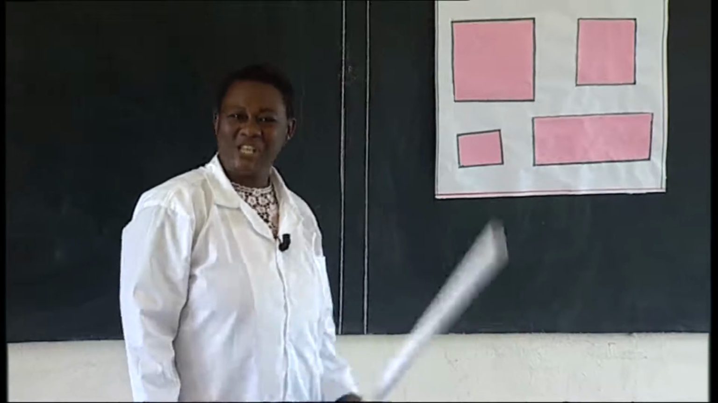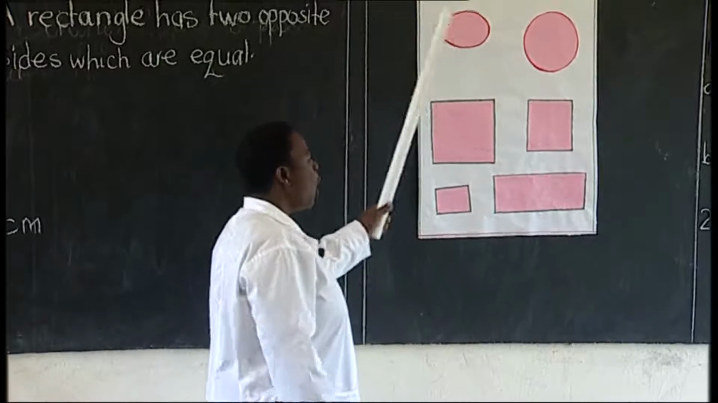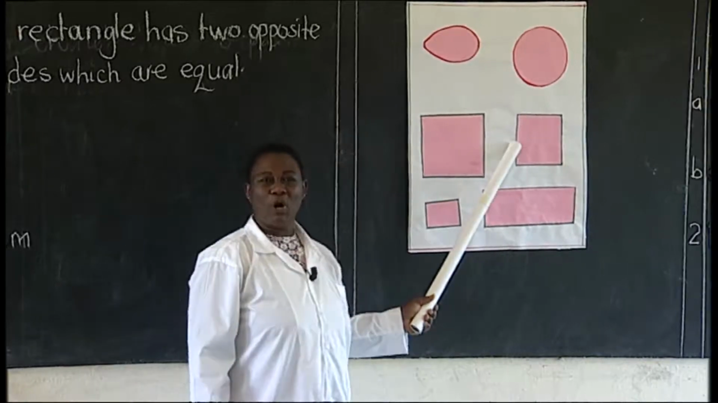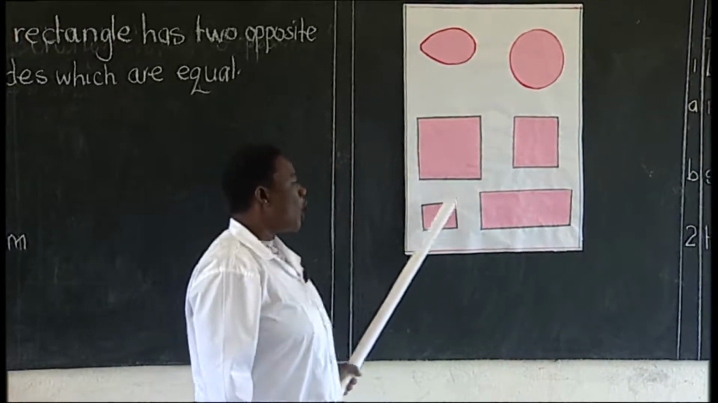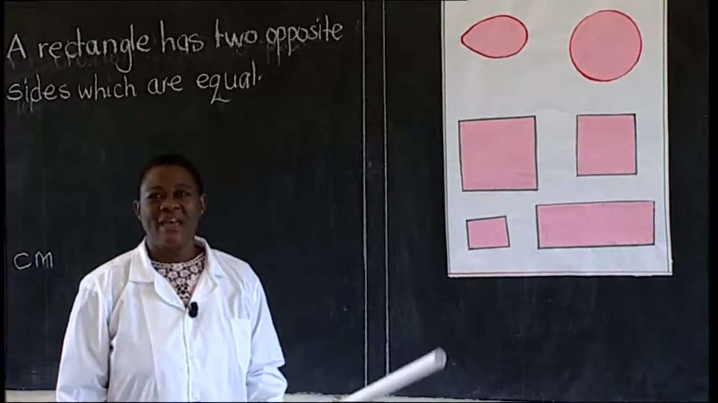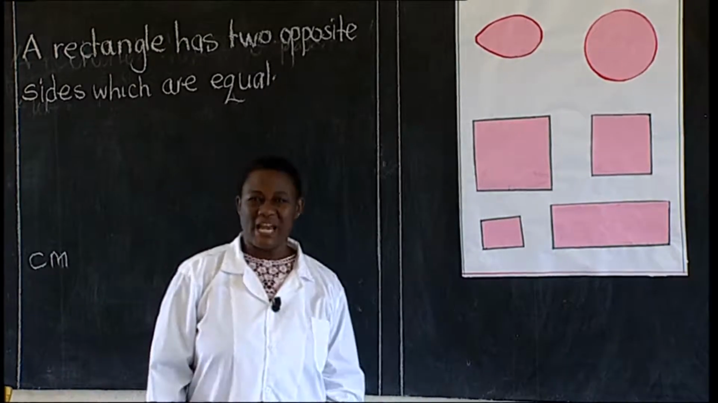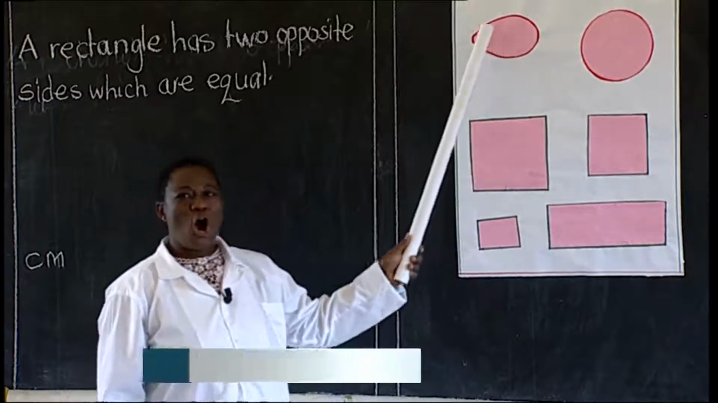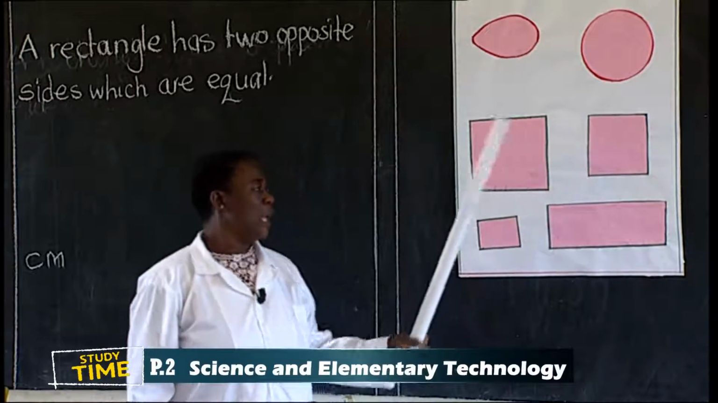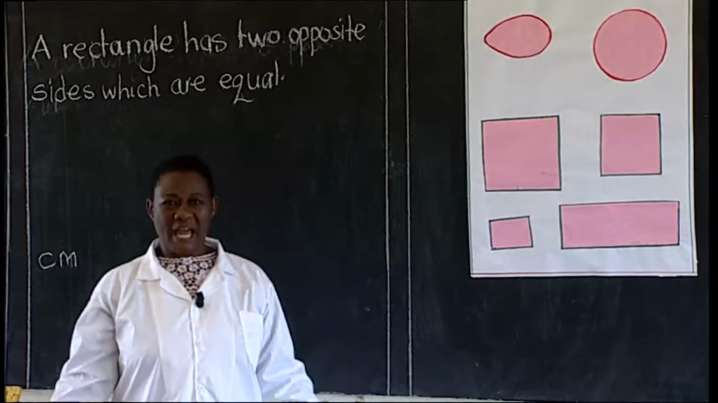Shapes, shapes, shapes. Oval or round. Big or small. Short or long. They are all shapes. Shapes, shapes, shapes. Oval or round. Big or small. Short or long. They are all shapes.